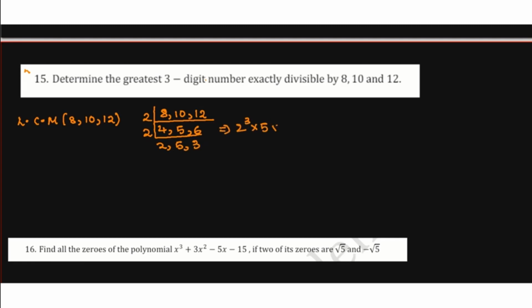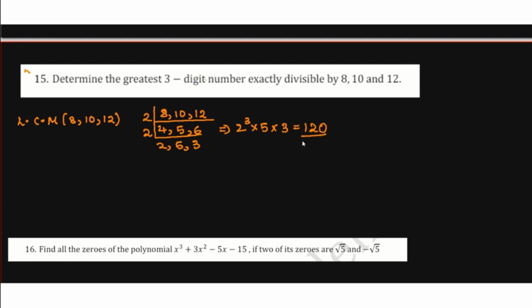Determine the greatest 3-digit number exactly divisible by 8, 10 and 12. So we are going to first find the LCM of 8, 10 and 12. When we do the prime factorization for it, 2 fours are 8, 2 fives are 10, 2 sixes are 12. Again, when I divide it by 2, I get 2 cube into 5 into 3, which comes out to be 120.